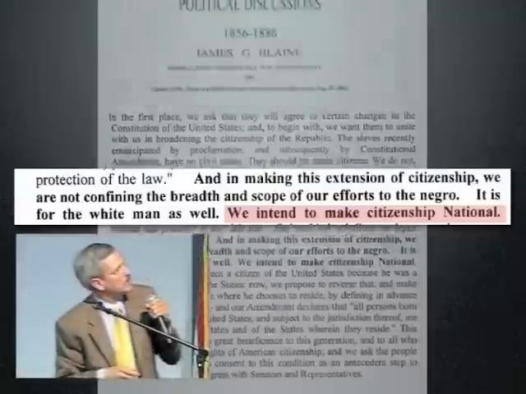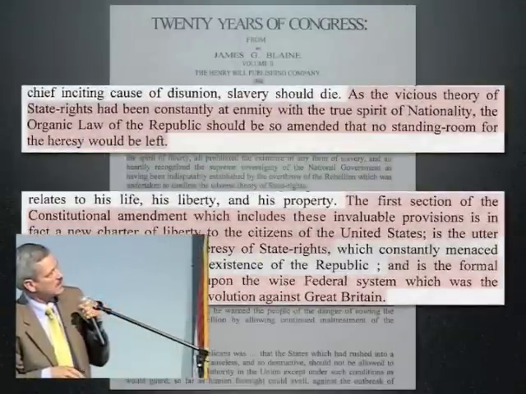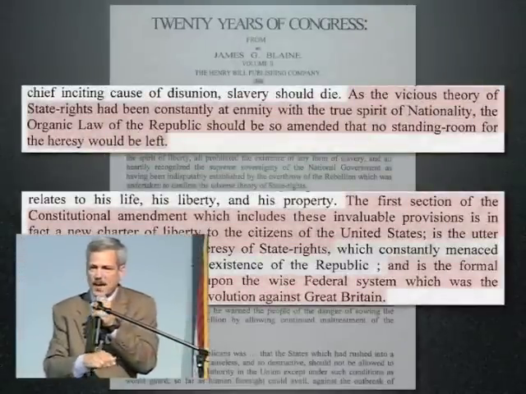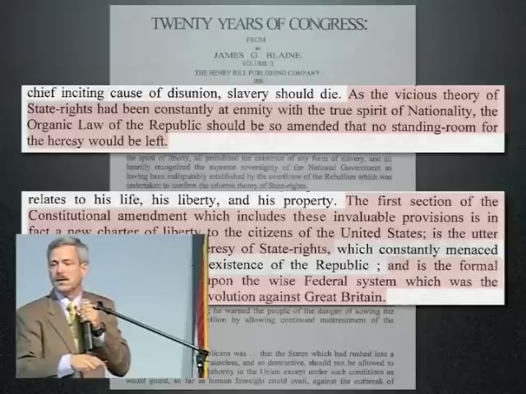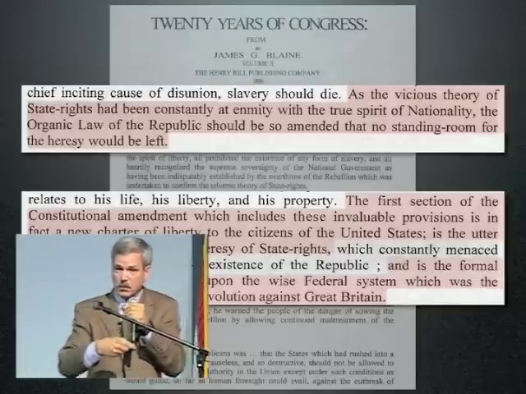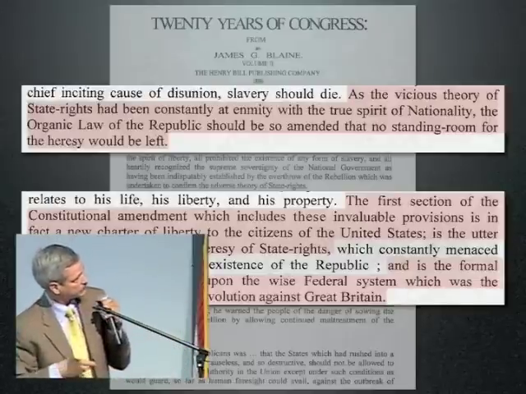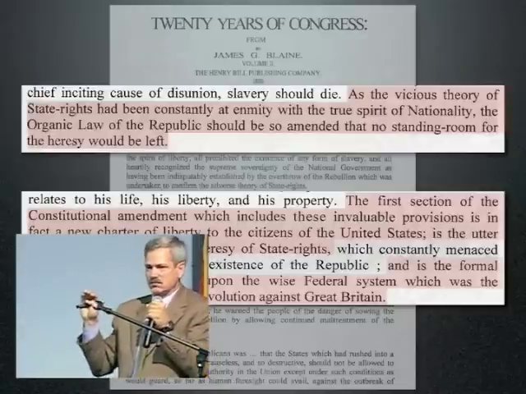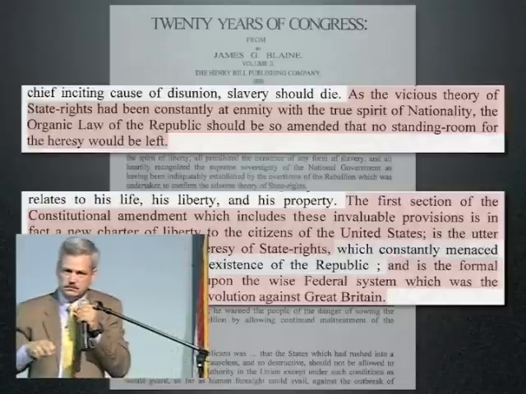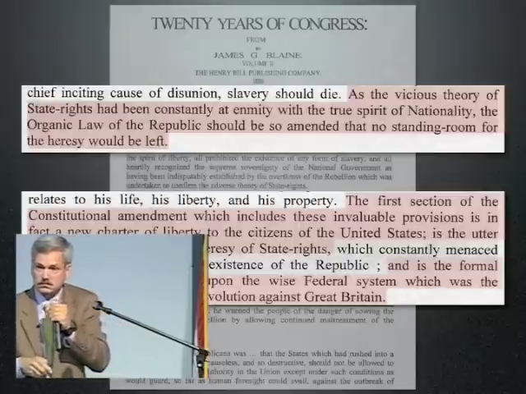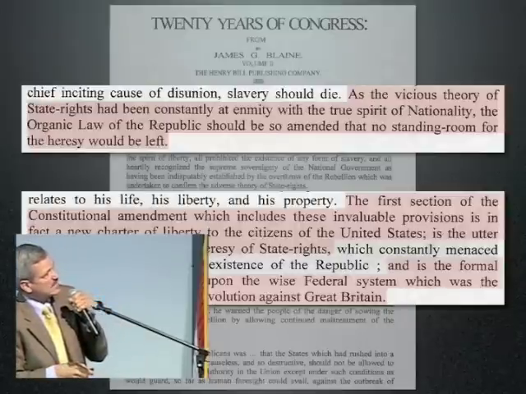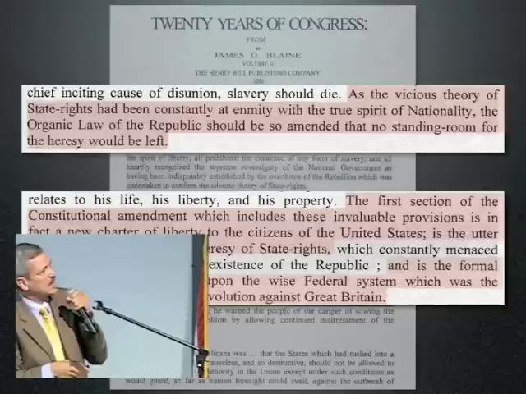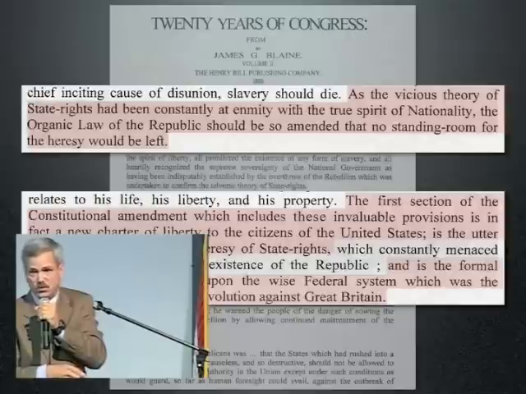He also wrote another book called Twenty Years of Congress, 1861 to 1881. Again, this is one of the radical Republicans in Congress during the war. He participated in the voting of this, and he wrote books on it. He was a lifetime politician. And I want you to look at, the 14th Amendment is to nationalize citizenship and to get rid of states' rights. He says this, as the vicious theory of states' rights had been constantly at enmity with the true spirit of nationality, here you have the two sides, states' rights and nationality, they're opposed views.